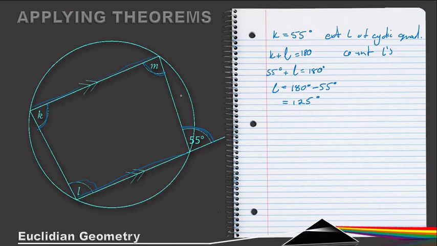And then finally, to find M, I'm just going to say that M is equal to 55 degrees, and the reason is alternate angles.